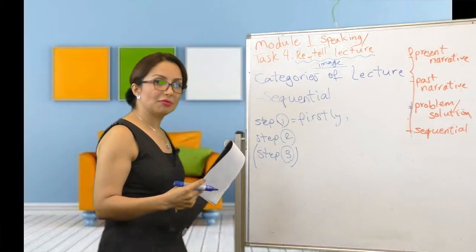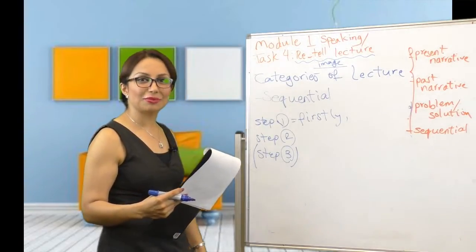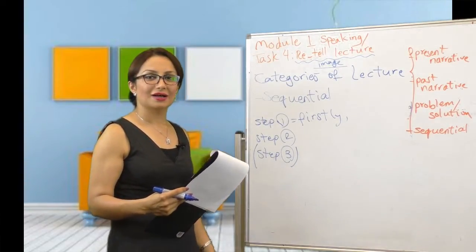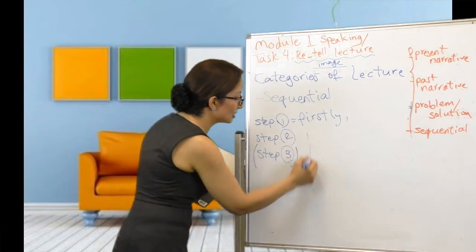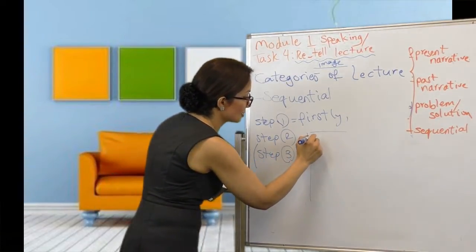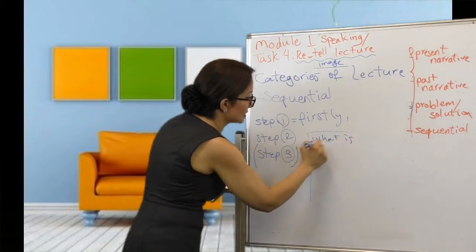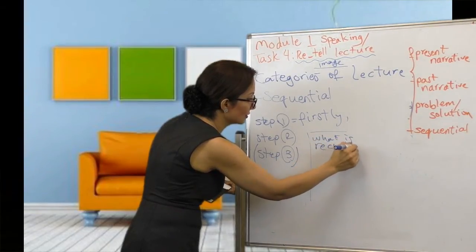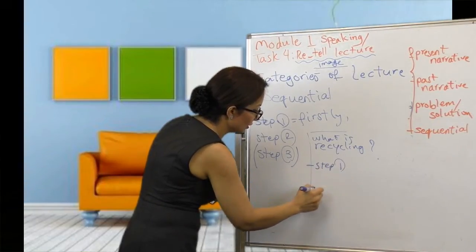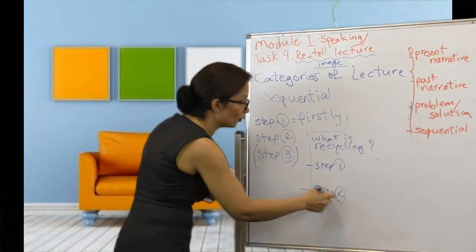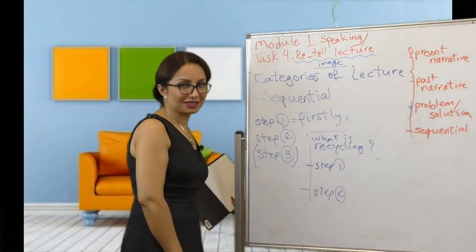So how many steps and how many sequences did you hear in the lecture? 2. Yes. So the content of this lecture was first, what is recycling, and then step 1, step 2 for proper recycling. Okay, thank you.